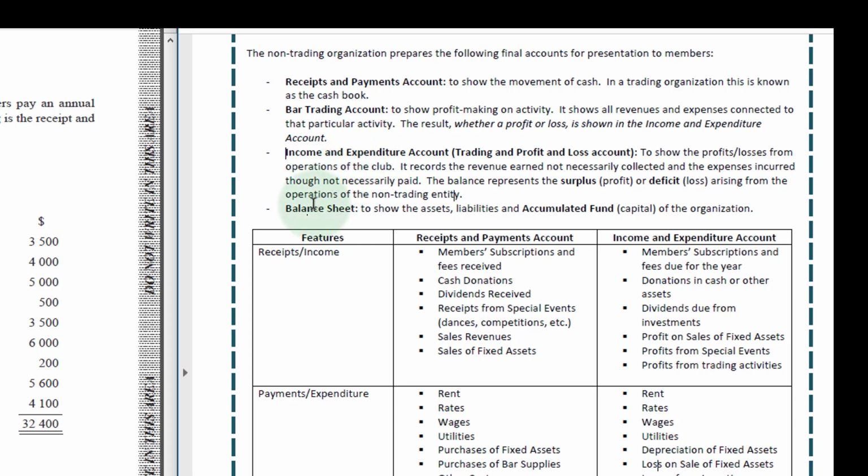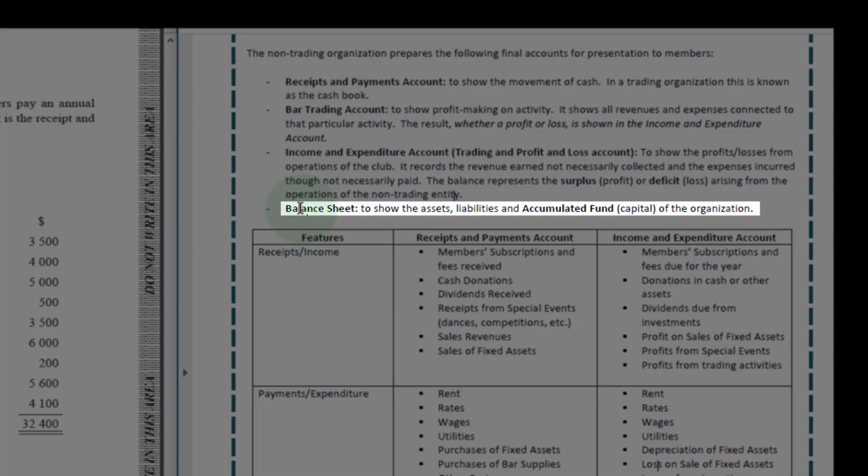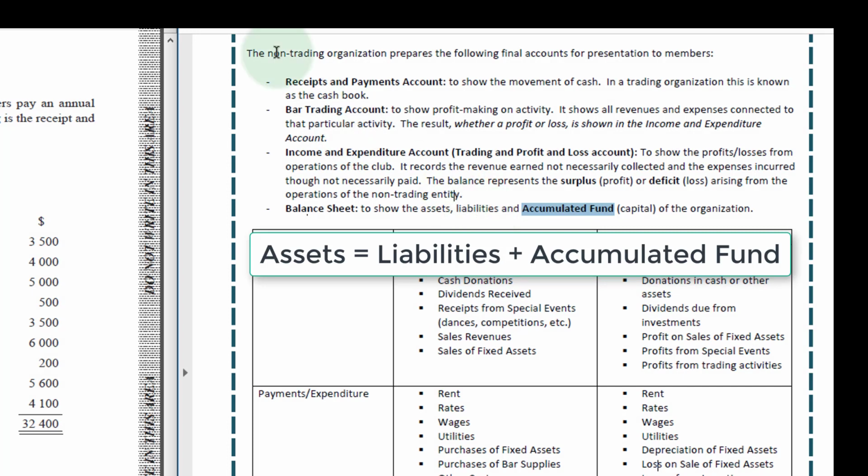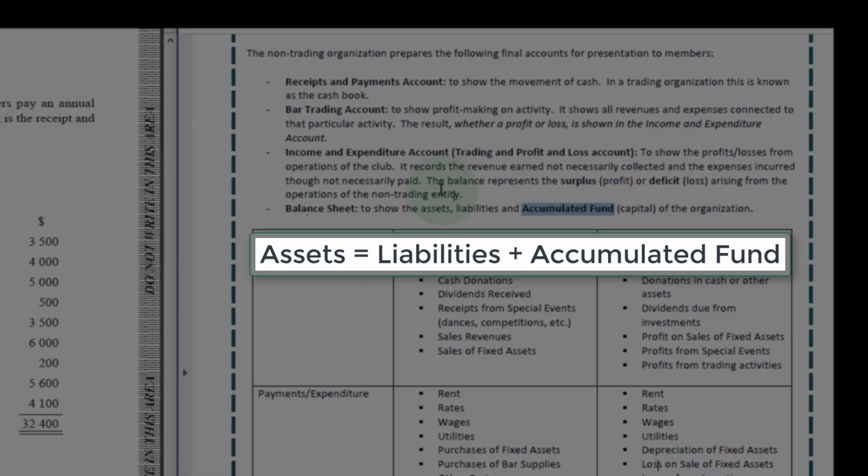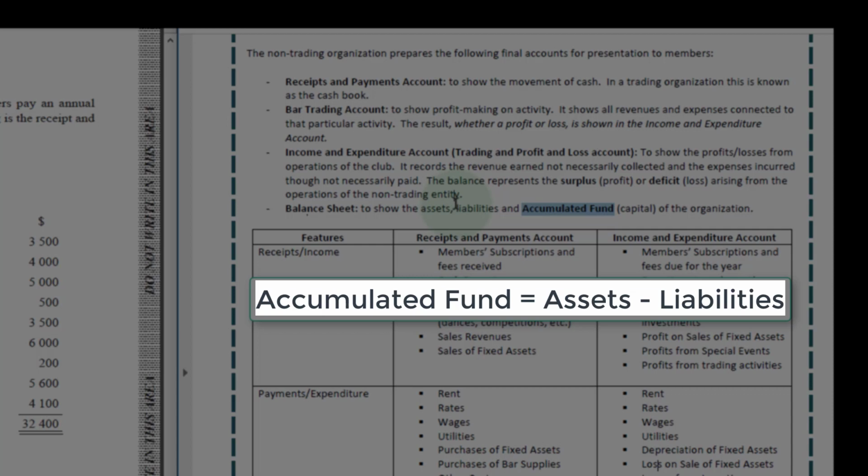Alright. They would also keep a balance sheet, but you must note that in the balance sheet, instead of seeing the word capital, you would see the word accumulated fund. Nonetheless, the calculation would just be the same. Assets equal liabilities plus accumulated fund, which would mean accumulated fund is equal to assets minus liabilities.